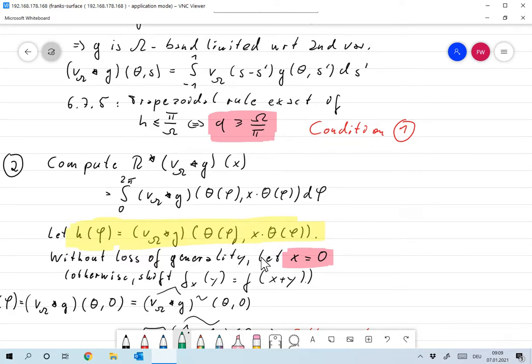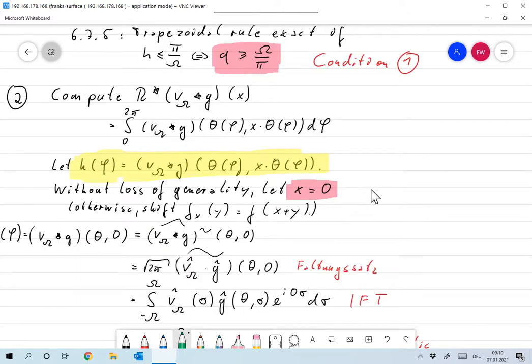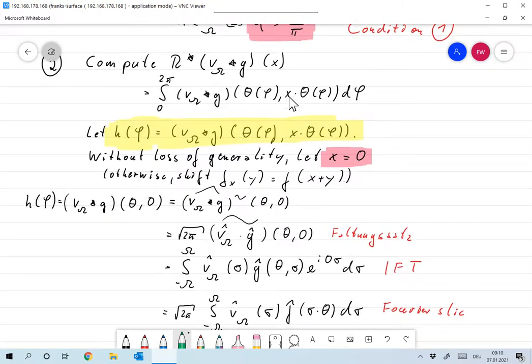Without loss of generality, I let x equal to 0. If it's not equal to 0, then I can shift the f, and then everything is exactly the same. It makes the computation a little bit easier, not too much, but anyway. Okay, so now we have x equals 0. So the second argument over here is just 0. And now let's compute h of phi. h of phi is the convolution of v_omega and g at theta and 0.